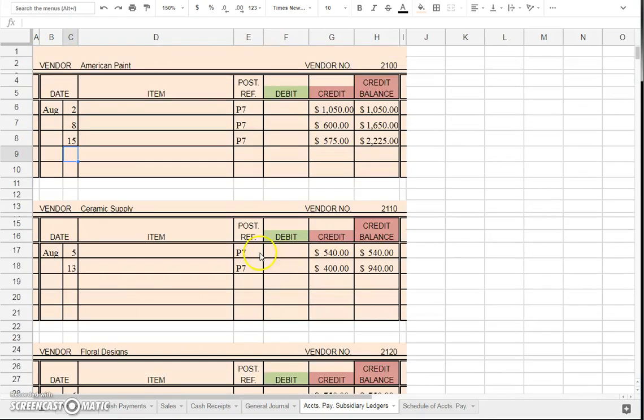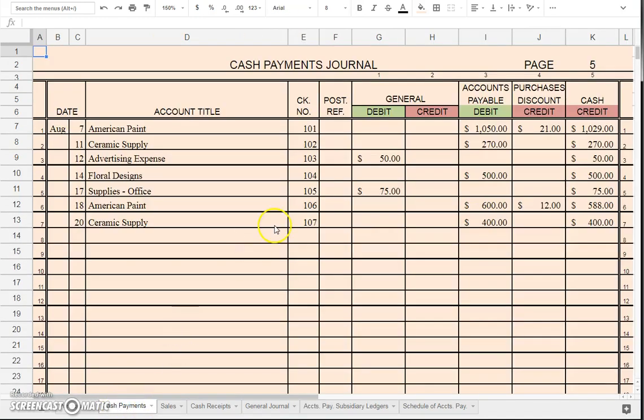Okay, so now I'm going to go to the cash payments journal because the cash payments journal also has accounts payable transactions. I only have to worry about the transactions that are accounts payable. If there is nothing here, like on August 12th and August 17th, I can skip those transactions because they don't have anything to do with accounts payable. But it does look like I have 1, 2, 3, 4, 5 transactions that do.